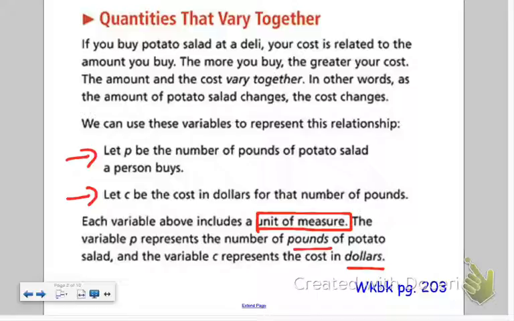It's always important that you include that unit of measure, especially for P, for pounds. When I talk about the amount of potato salad, am I talking about quarts of potato salad? Am I talking about ounces of potato salad? I need to know exactly what that quantity is, so I need that variable to include a unit of measure.